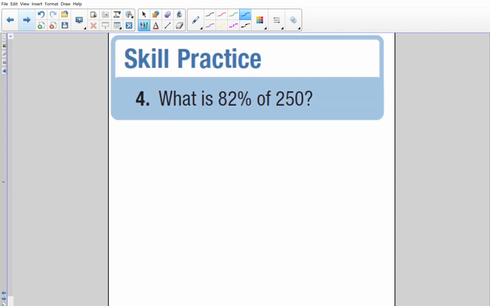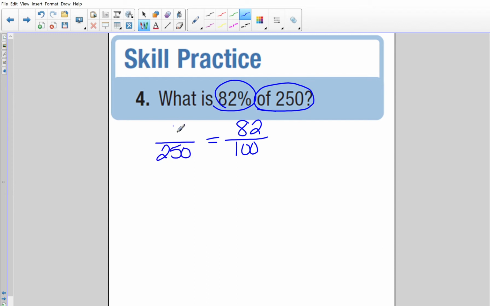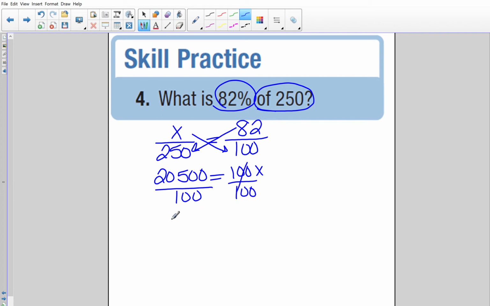Okay, so if you want to pause and try this one and then check back. So here, we'll start with our percent. 82 over 100 of 250, so 250 is on the bottom with x on the top. So we'll cross multiply. I have 100x, and 82 times 250 is 20,500. I'll divide by 100. So I have 205, and I don't know what they're talking about, so I'll just leave that equal to x.